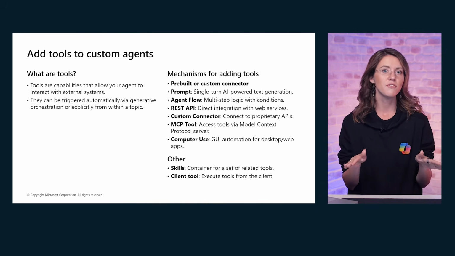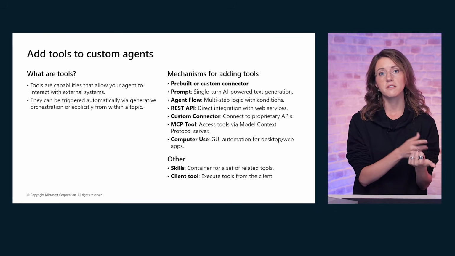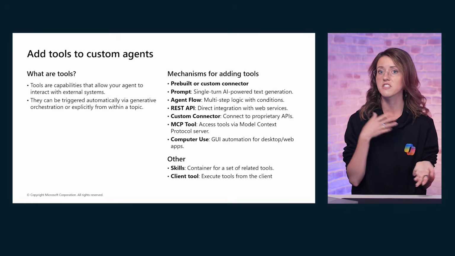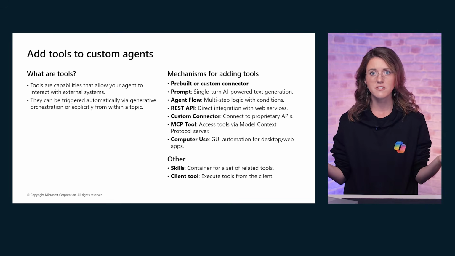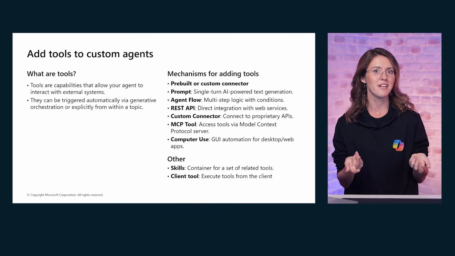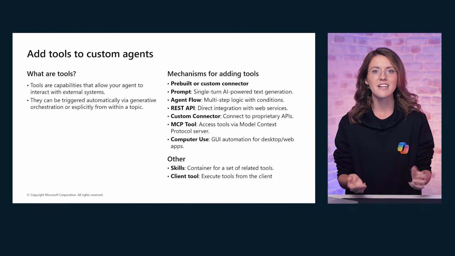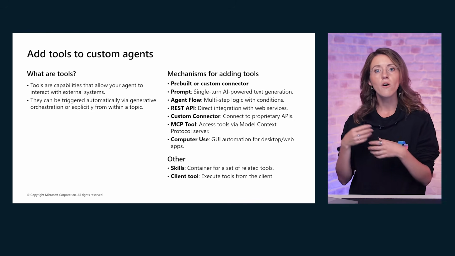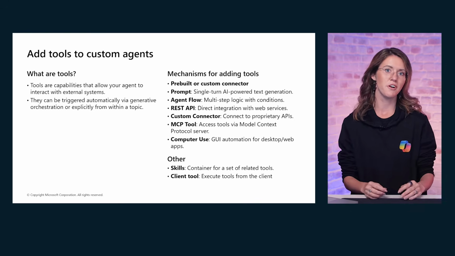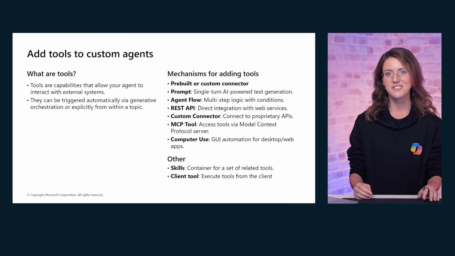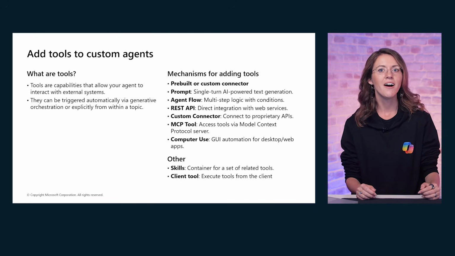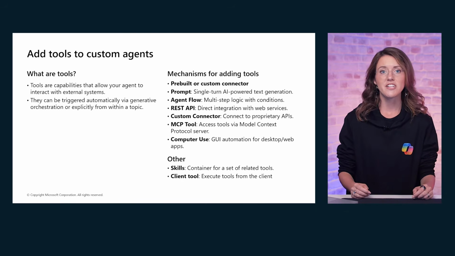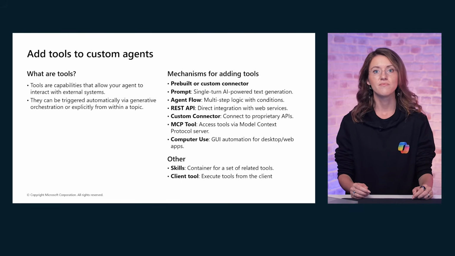There are lots of ways to add tools. You can use pre-built connectors to tap into popular services like Microsoft 365 or even Spotify. Want something custom? Create your own connector using Power Platform. You can also define agent flows like a mini to-do list for your agent, or use prompts that pull from your knowledge base. If you're feeling adventurous, you can connect to a REST API or even use something called MCP, which lets your agent talk to external services.